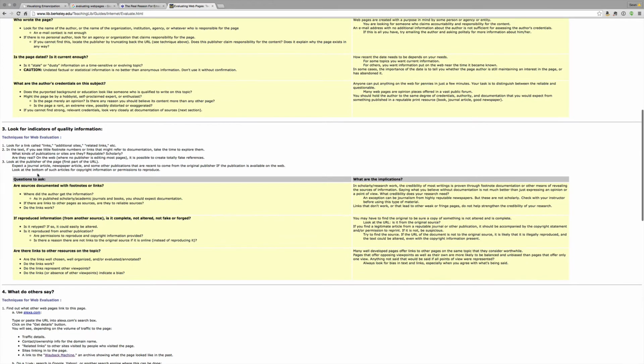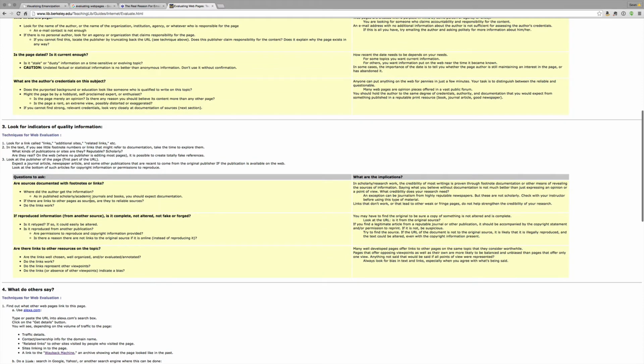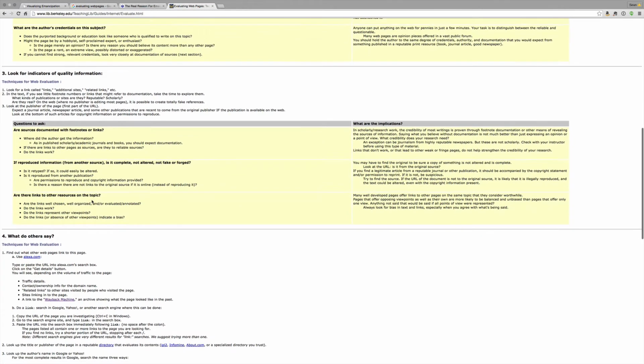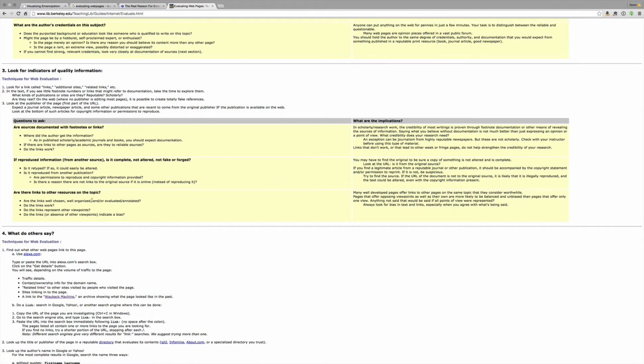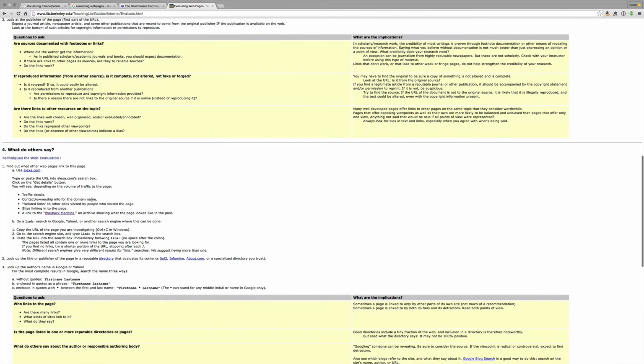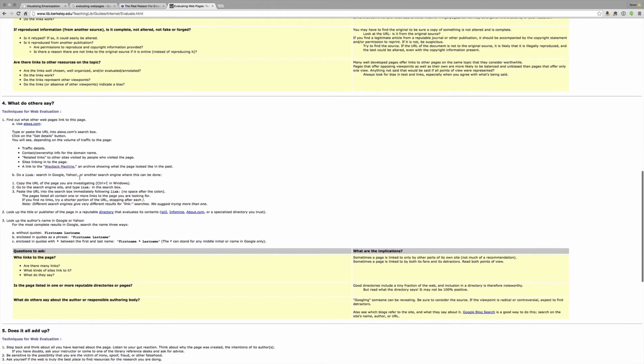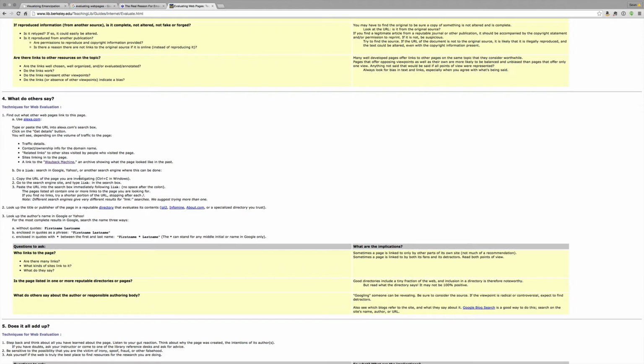So various techniques for web evaluation, looking at footnotes, looking at links, looking at whether or not it's plagiarized, faked, or altered, looking at other resources to make certain that the one you're going to quote or use in your research is good. And then lastly, it asks that you think about what other people are saying about this site.